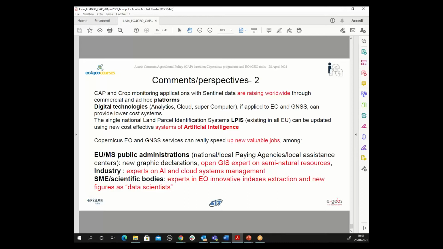The industry is searching for artificial intelligence, which helps automatic classification of both satellite and aerial data and cloud system management. While for small enterprises or scientific bodies, the growing expectation is towards experts in new Earth observation indices, even integrated with different sensors, and new figures like data scientists. No more single statistics experts, remote sensing experts, geologists or agronomists, but data science means you are able to manage those data, providing good support to the different needs of the agricultural sector. Thank you. I finished.